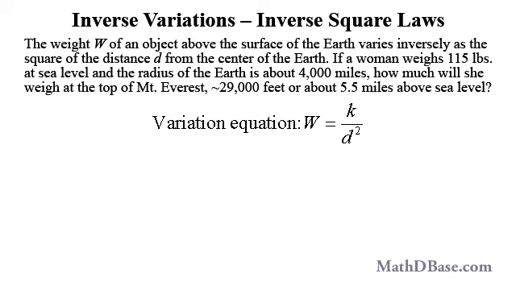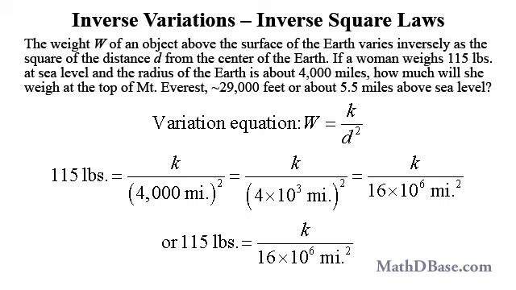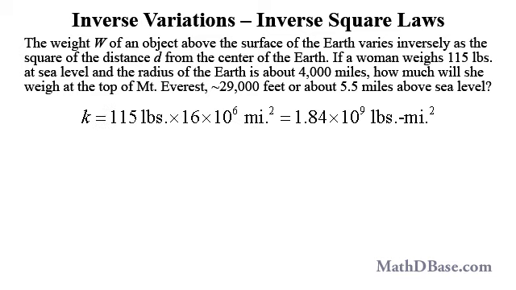Let's substitute the relevant numbers that we have to first calculate the value of the constant of proportionality. At sea level, we have 115 pounds is equal to K over 4,000 miles squared, which simplifies to K over 16 times 10 to the 6th square miles in scientific notation. Solving for K, we have K equals 115 pounds times 16 times 10 to the 6th square miles, or K equals 1.84 times 10 to the 9th pounds square miles.